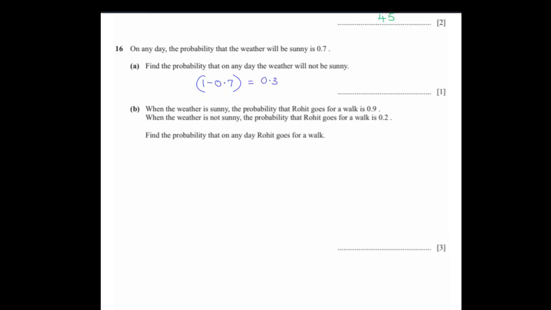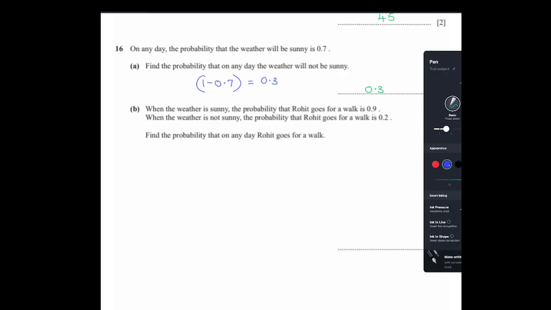This is the answer. On any day, the probability that the weather is not sunny will be 0.3. Question number B. When the weather is sunny, the probability that Rohit goes for a walk is 0.9. When the weather is not sunny, the probability that Rohit goes for a walk is 0.2. Find the probability that on any day Rohit goes for a walk.